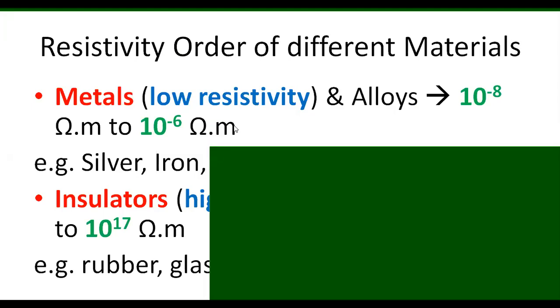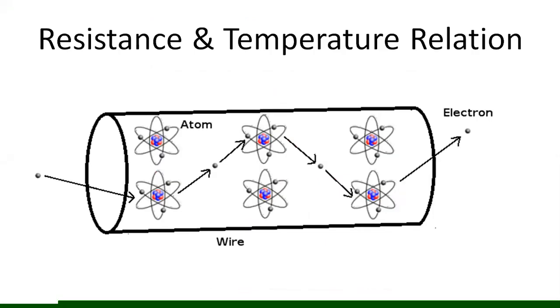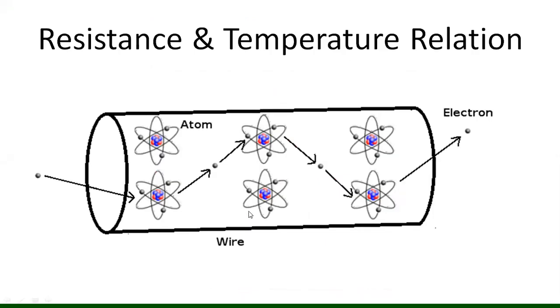Okay, fine. Now we are going to talk about the relation between resistance and temperature. Yesterday we saw the relationship between resistance and length, resistance and area, but we have not seen the relation between resistance and temperature. That we'll discuss today. Suppose we are taking the same picture that atoms are present, and suppose this is one of the electrons which wants to move from this side to the right hand side.